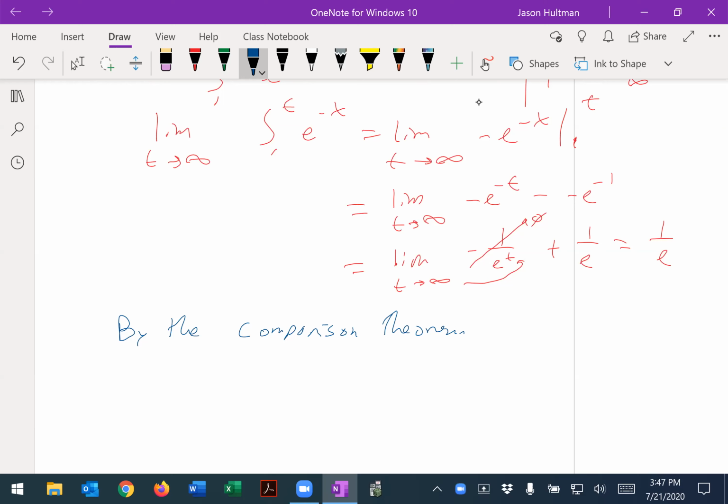We don't know what it converges to, but we just want to know whether or not it converges. That's all we care about. By the comparison theorem, e to the negative x squared converges, because for all x, this one's less than the other one. So it does converge.